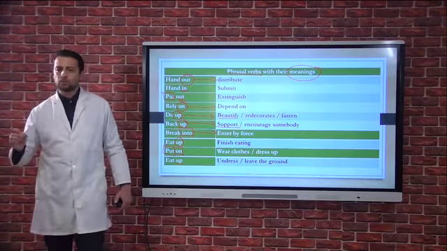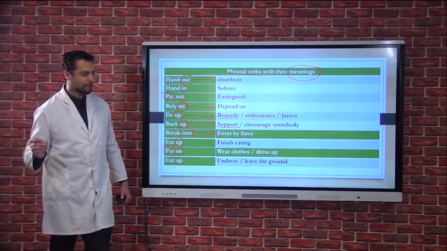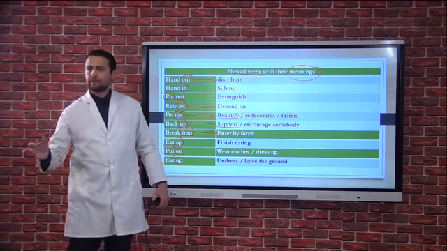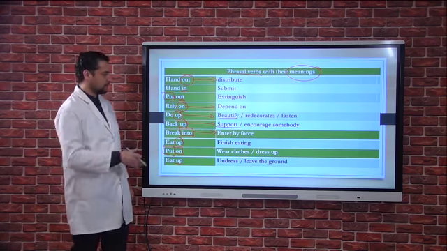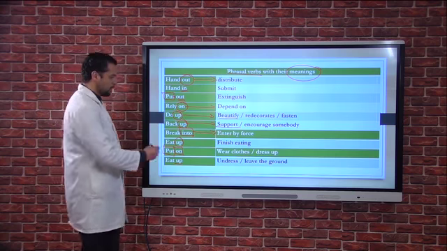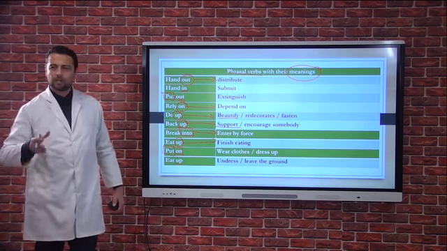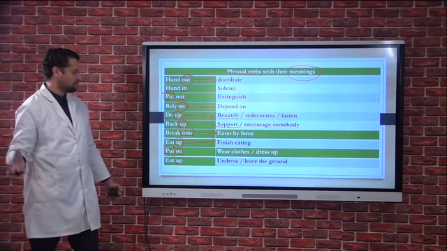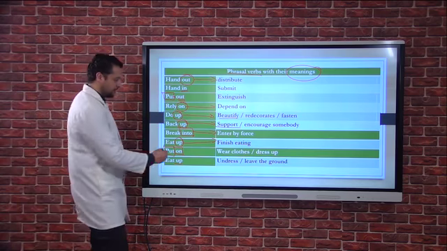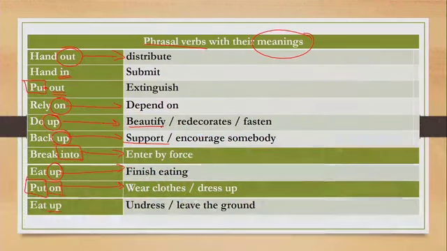"Break into": for example, when we have a person, a robber or someone like that, who enters houses by force. "Eat up" here means to finish eating, which means you finish your food. I said, okay, I ate up, right? And the last one here, we have "put on", which means to wear clothes. For example, the students put on their school uniform, then they go to school, which means to dress up or to wear clothes, right?